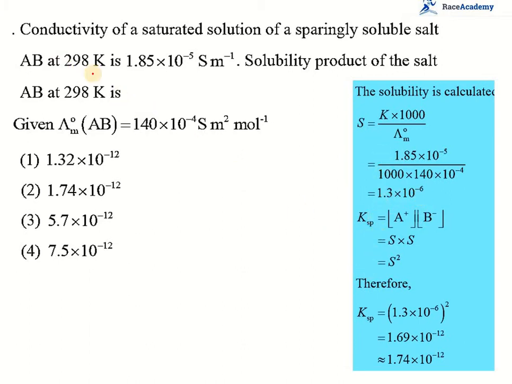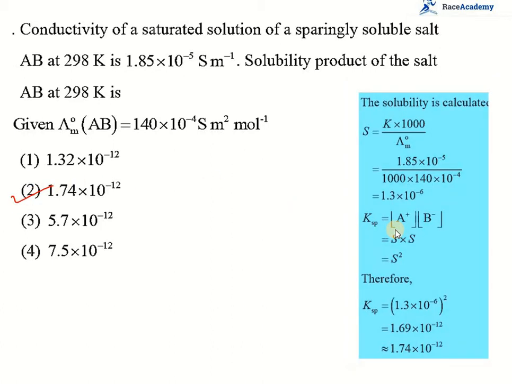That solubility is substituted in the formula for AB type salt. KSP is S square, and S is substituted as 1.3 into 10 to the power of minus 6. Finally, the KSP value obtained is 1.74 into 10 to the power of minus 12. That is the right answer.